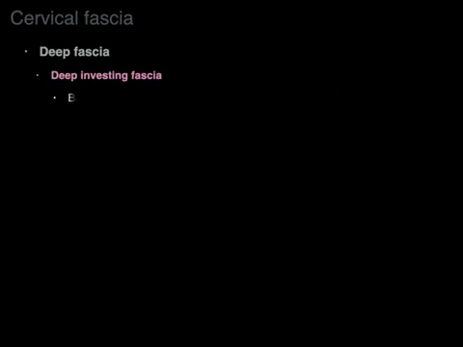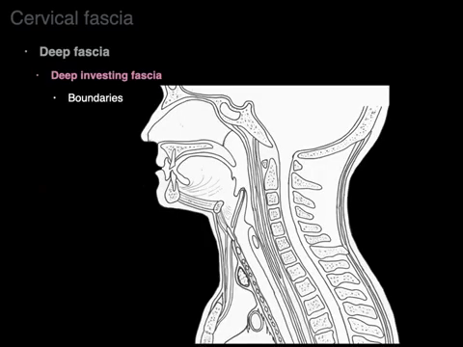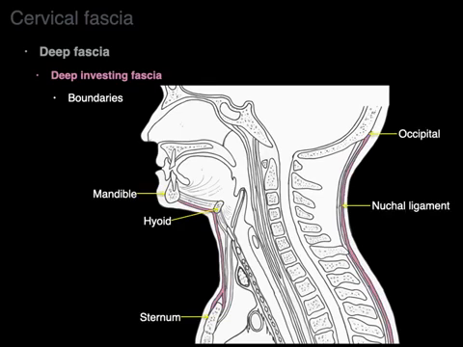investing fascia. The boundaries. Well, the boundaries of the deep investing fascia are the mandible and hyoid and sternum on the front, the clavicle and scapula on the side, and the occipital bone, nuchal ligament, and trapezius along the back.